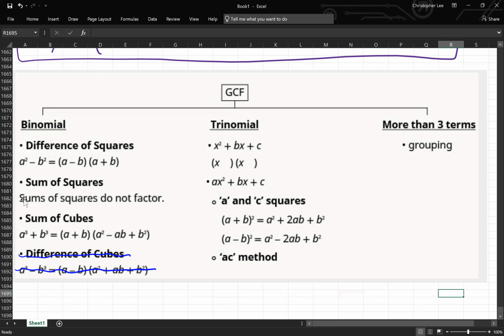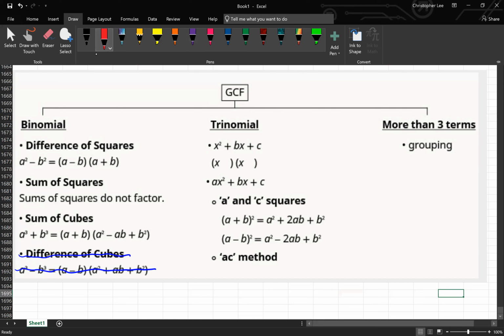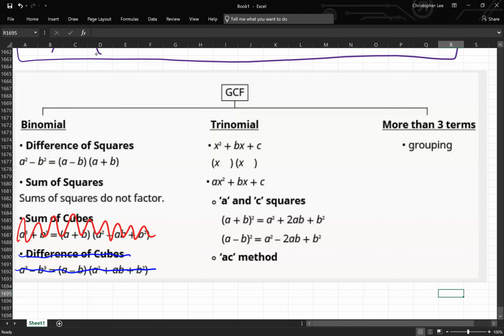And then we have some other stuff here, sum of cubes and difference of cubes. Don't even worry about that. This is trash. We're not using that, right? Maybe y'all could use that for fun like a couple years in the future, but not now. All right. Trinomial. Now we're talking about what? 3 terms, right? So we have x squared plus bx plus c, where we have the factors of x times x, and you just find the 2 numbers that multiply to the c but add up to the b. Or use the AC method, right?